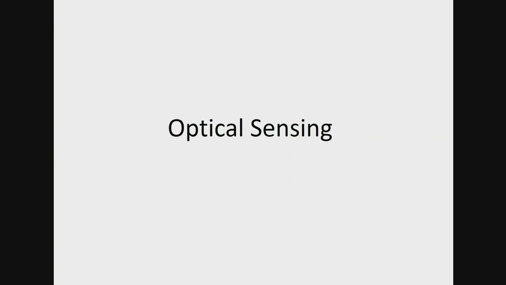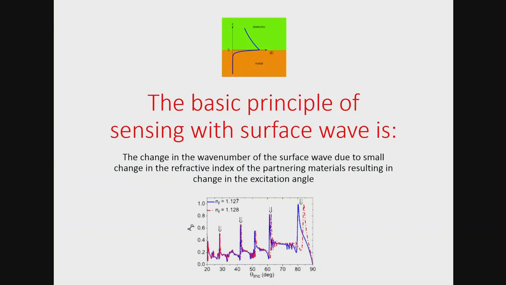So let me now present a few results on optical sensing that we have worked on. The basic principle of optical sensing using plasmonics is this: you have an absorptance peak for some refractive index, let's say 1.127, of the dielectric medium. When the medium changes, these absorptance peaks shift because the surface wave that is being excited changes its characteristics. So the angle where the surface wave is excited shifts. That shift tells us the amount by which the refractive index has changed. With this, we can sense the refractive index of any species that is here.